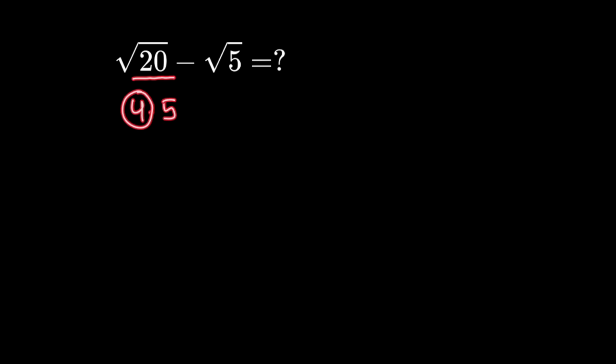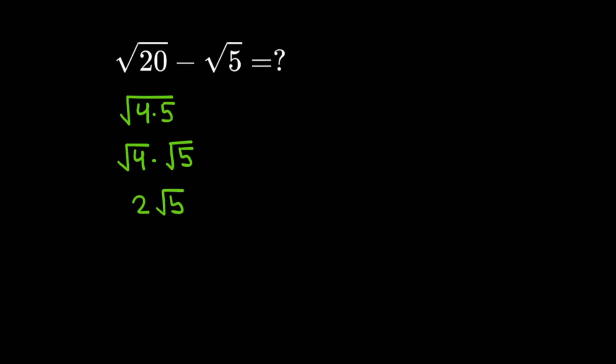So square root of 20 becomes square root of 4 times 5, which is square root of 4 times square root of 5. Square root of 4 is 2, so this becomes 2 root 5. Now bring back the rest.